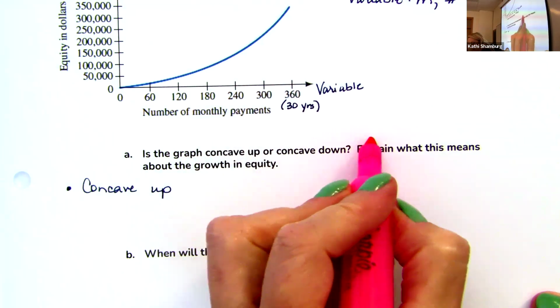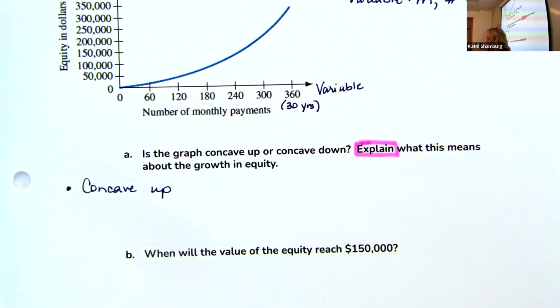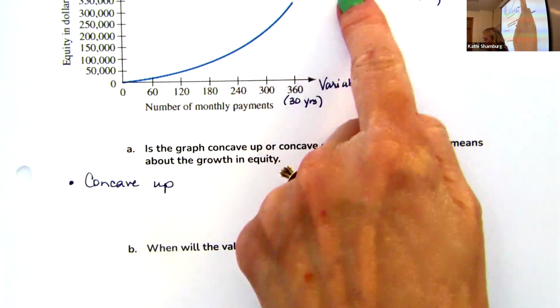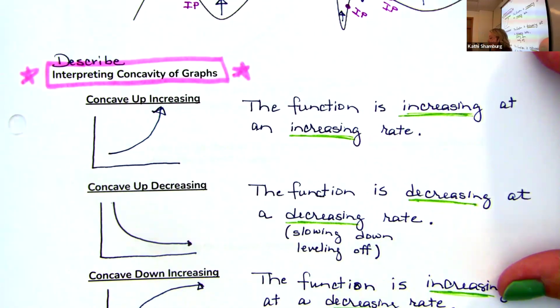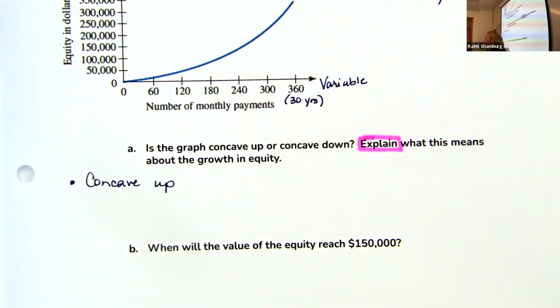But after deciding that, now you need to know how to explain that. Well, if you go back to this page and look for one that's similar to this, it would be this right here. But if you just write the function is increasing at an increasing rate, or if you just write the graph is increasing at an increasing rate, that is not sufficient. You have to be specific to the problem.